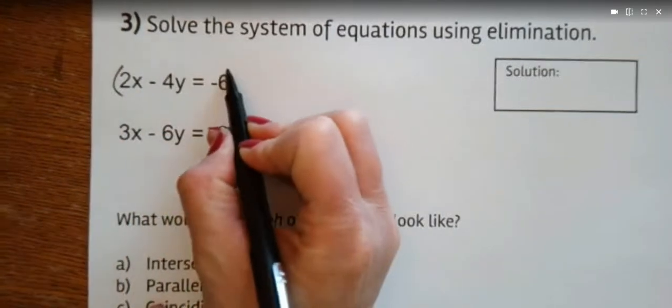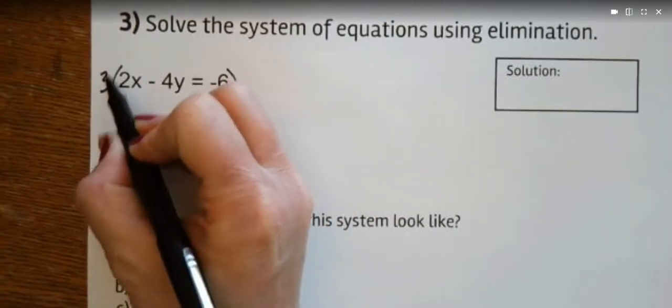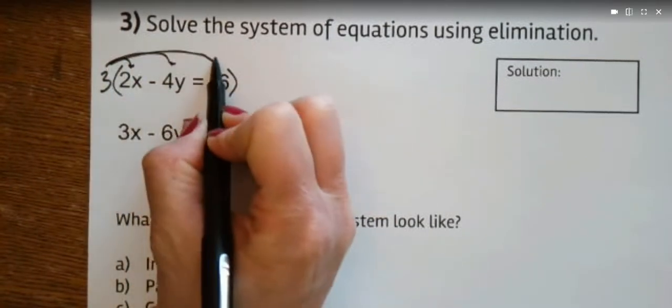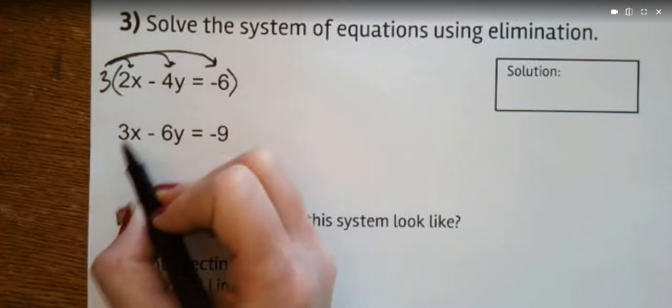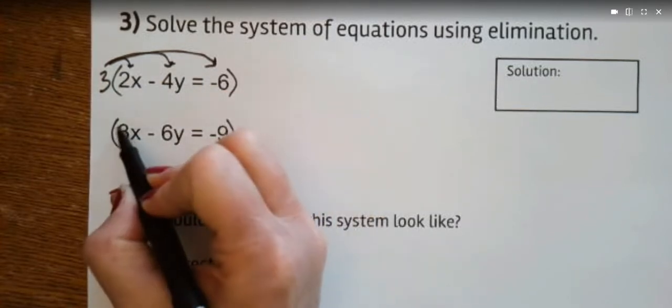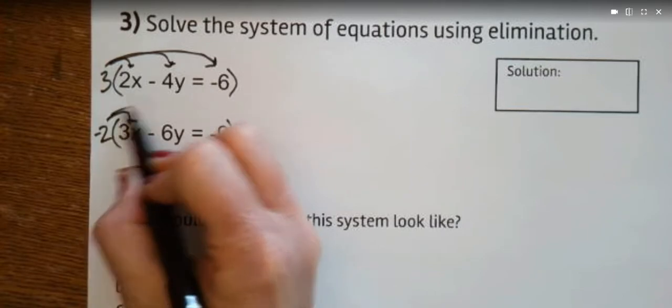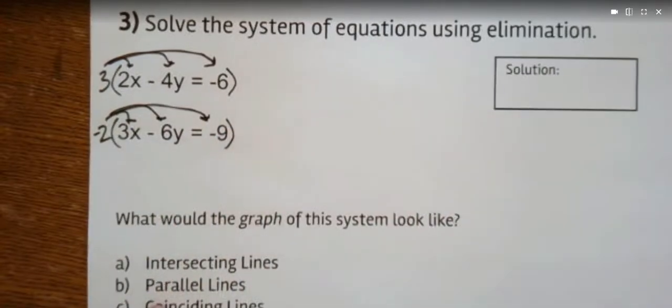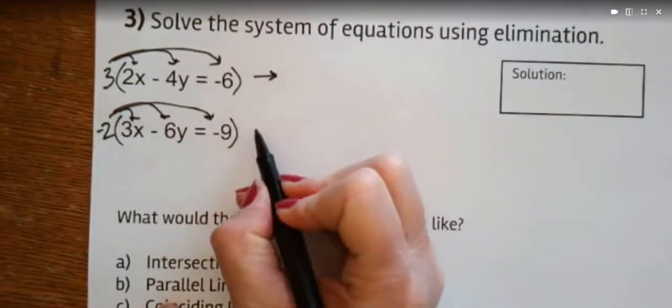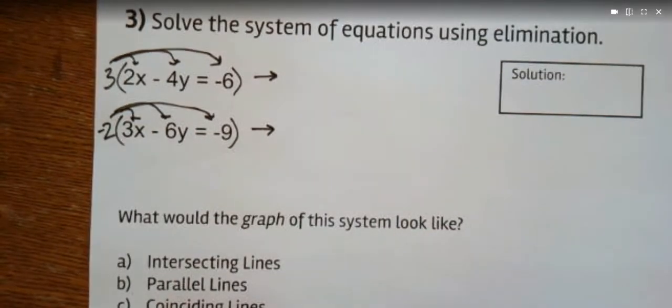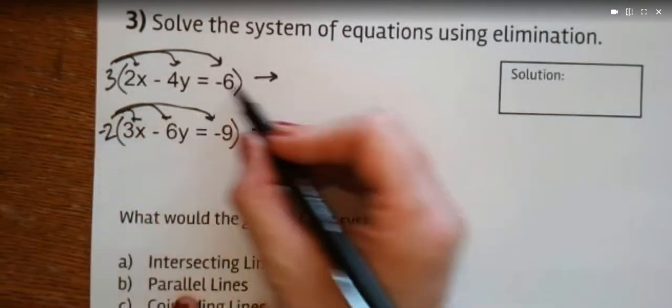So let's make this a +6 by multiplying by 3. That'll make this a +6x. Then we want to make this one a -6x, so I'm going to multiply everything by -2. So here I'm changing both equations. We're going to rewrite both of these equations, just tripling everything up here.